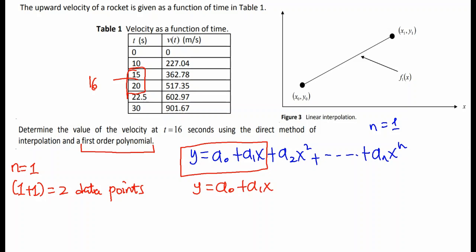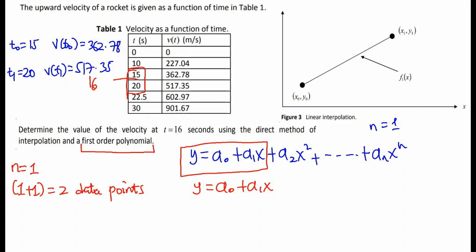So let's look at the data points. We have t naught equal to 15 seconds, and v of t naught equal to 362.78. Then we have t1 equal to 20 seconds, and v of t1 equal to 517.35. So those are the data points.